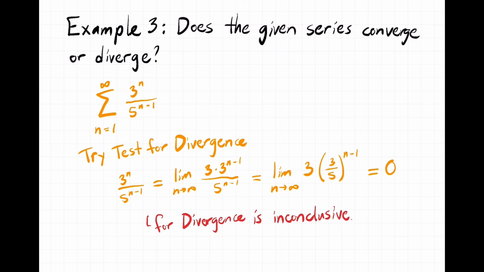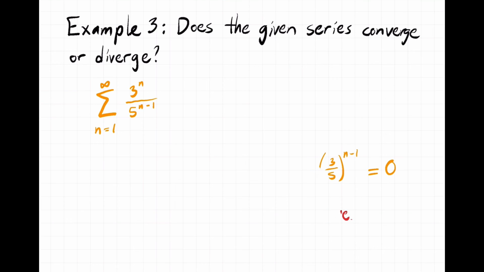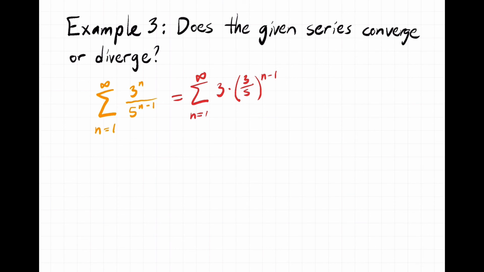Let's erase this test since it was not actually very informative, and let's try something else. In fact, what we should try is just rewriting this expression here using the information we already figured out from our limit. This is equal to the sum as n goes from 1 to infinity of 3 times 3/5 to the n minus 1 power. Well, this is exactly the format that we're familiar with for a geometric series.